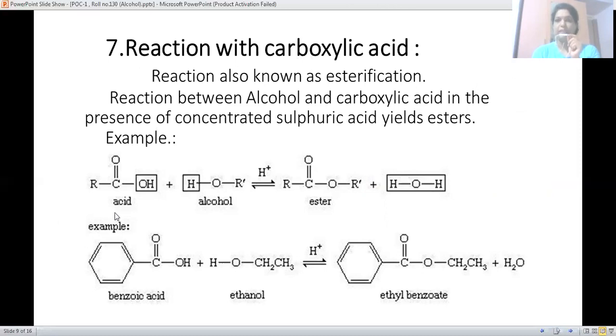If the reaction is between the acid and alcohol, always remember, ester is synthesized with one molecule of water released. And this is the reaction we call esterification. For example, benzoic acid and ethanol are synthesized into ethyl benzoate, the ester. The two oxygens get attached with the release of this hydrogen, so one molecule of water is removed.